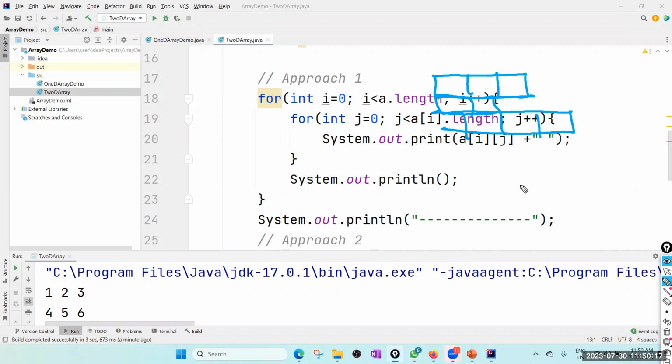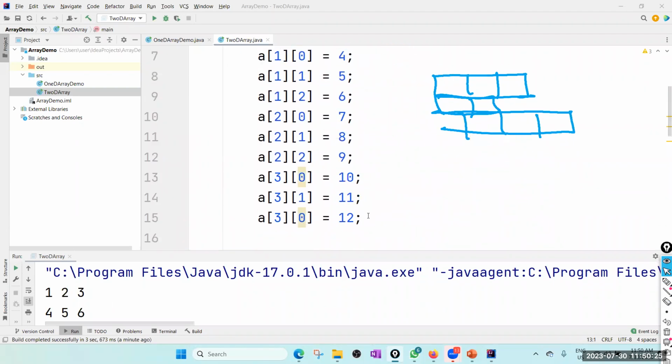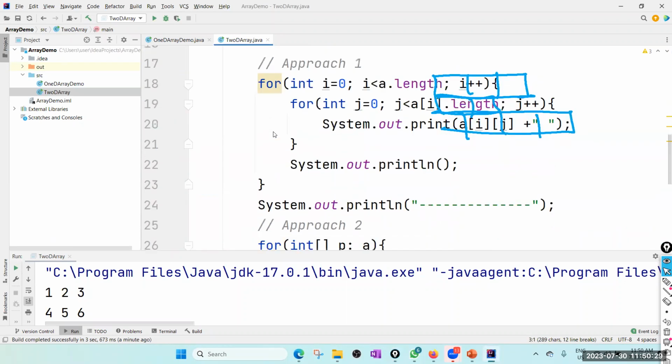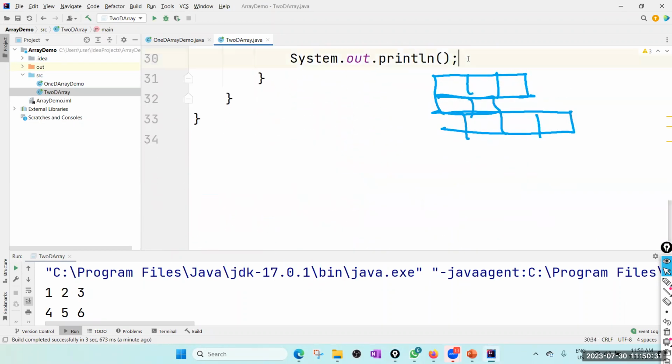Either curly bracket approach or creating array as array of array. Okay. Let's create an array. Odd shaped array.